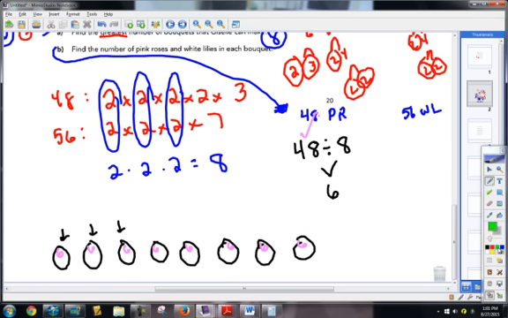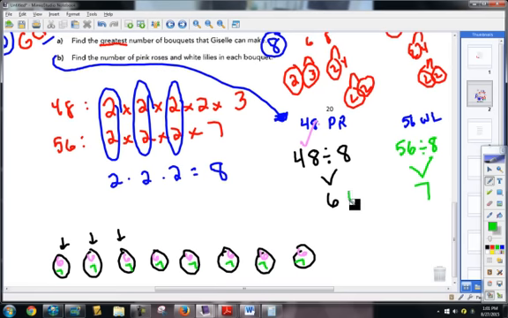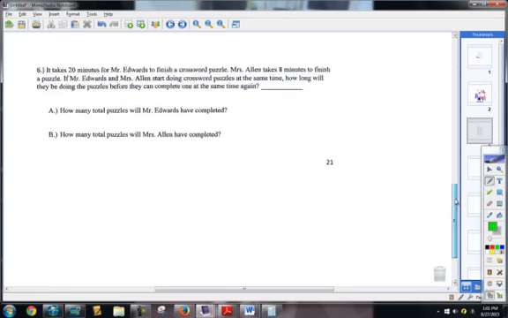Okay? Now I'll use green for the white lilies because I can't use white. I know that that's going to be 56 divided by 8. And what's that going to give me? That's going to give me 7. So I know each arrangement is going to have 7 of these white lilies. Okay? So you're going to have to really use division here. So that's 6 pink roses and 7 white lilies. Go to the next page.